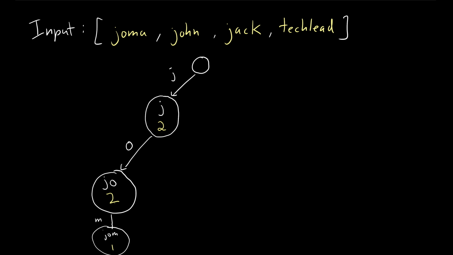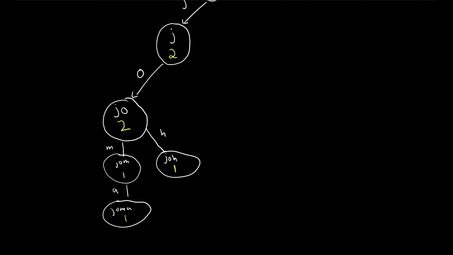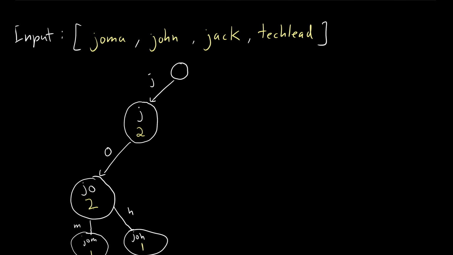All right, and then finally it diverges because John is J-O-H, so then this is going to be H, and then this is going to be J-O-H, and then we're going to have 1 value here. And then if we go down, we're going to have N, so we're going to have John, and then we're going to have the value 1. All right, cool.